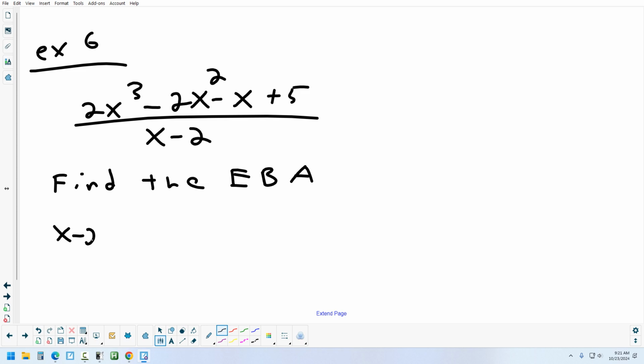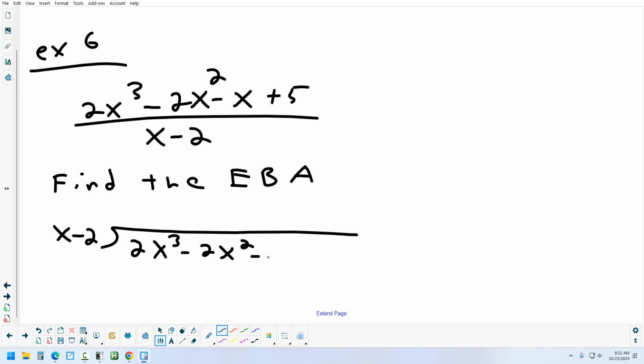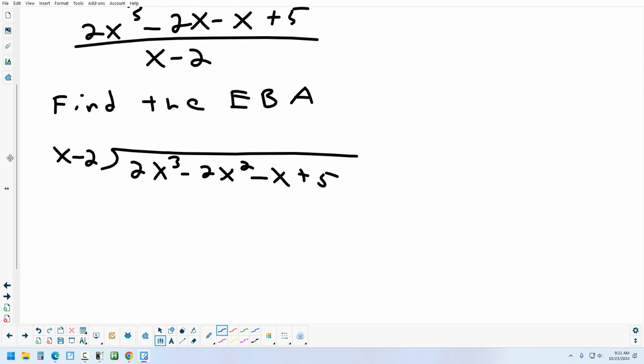So x minus 2 divided into 2x cubed, 2x squared, minus x plus 5. And am I missing any terms? No. Nope. Okay. What's 2x cubed divided by x? 2x squared.